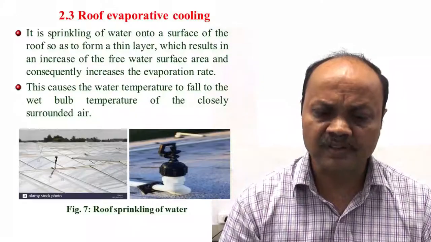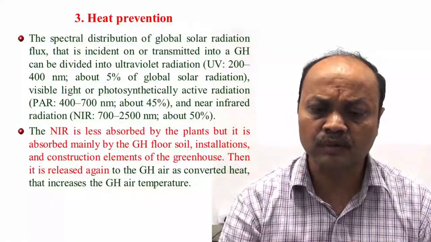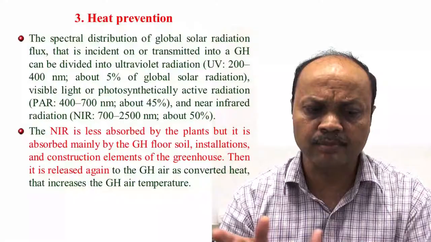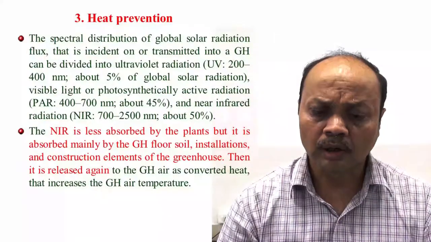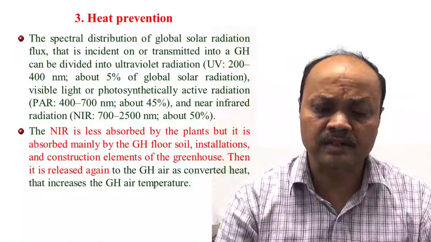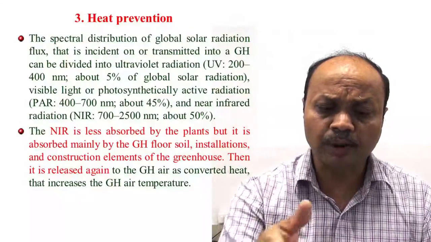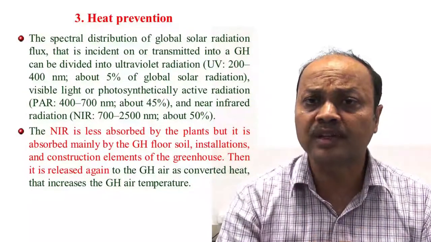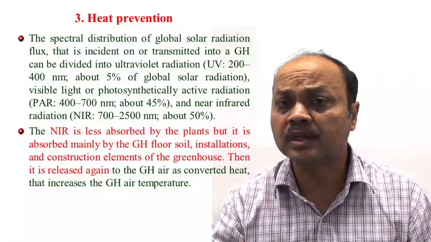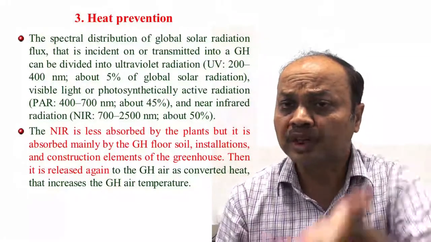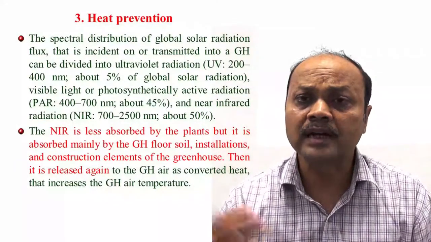The third method is heat prevention, right? We have already discussed earlier that when the solar radiation flux is coming inside the greenhouse, there are various parts of the solar spectrum, UV light, visible light, and we are more interested in photoactive radiation, but there is near infrared, between 700 to 2500 nanometer. That is 50% of the total energy that is coming. But the plant in photosynthesis is more interested in the photoactive part. But the near infrared portion is also going inside your greenhouse, and that is beneficial during winter season, because the greenhouse effect and confinement is very beneficial during winter to increase the temperature. But the same phenomenon occurs during summer, and that is problematic, especially for 90% of India, okay?